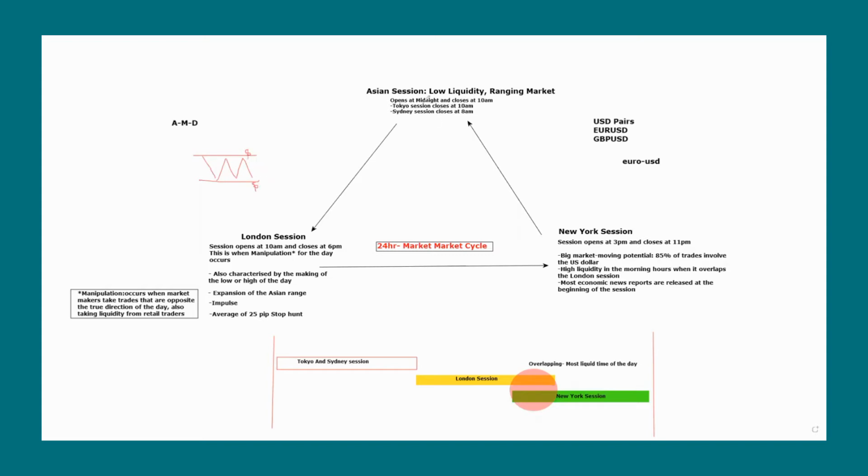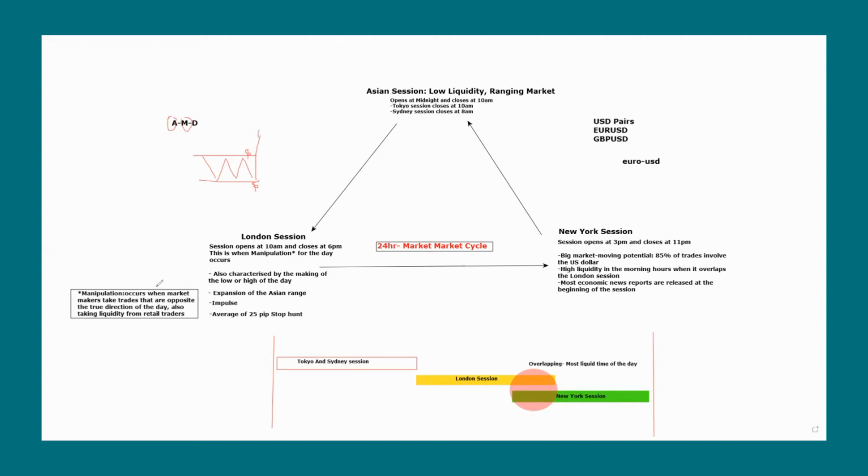From midnight to 8 a.m. or 10 a.m. Now you're going to get a breakout from that consolidation during the London session, which opens at 10 a.m. and closes at 6 p.m. So during this, we have completed our accumulation. Now, during the London session, we are experiencing manipulation of the market. So from 10 a.m. to 6 p.m., you're going to get a breakout from this consolidation.